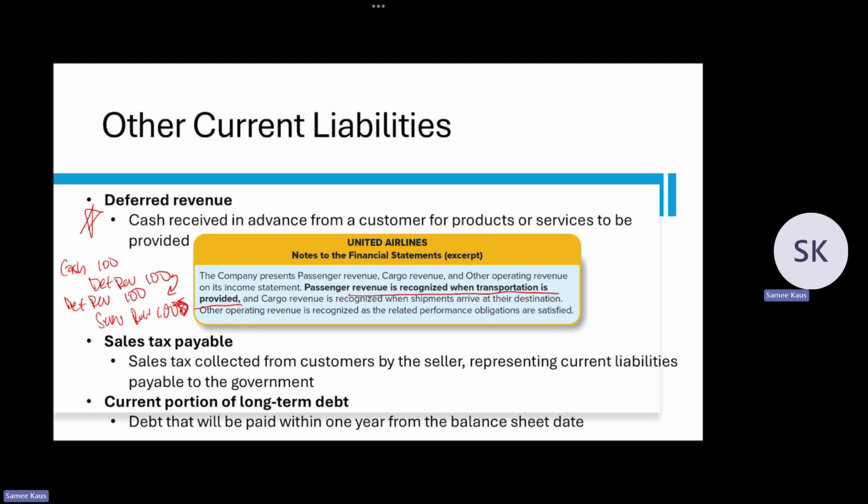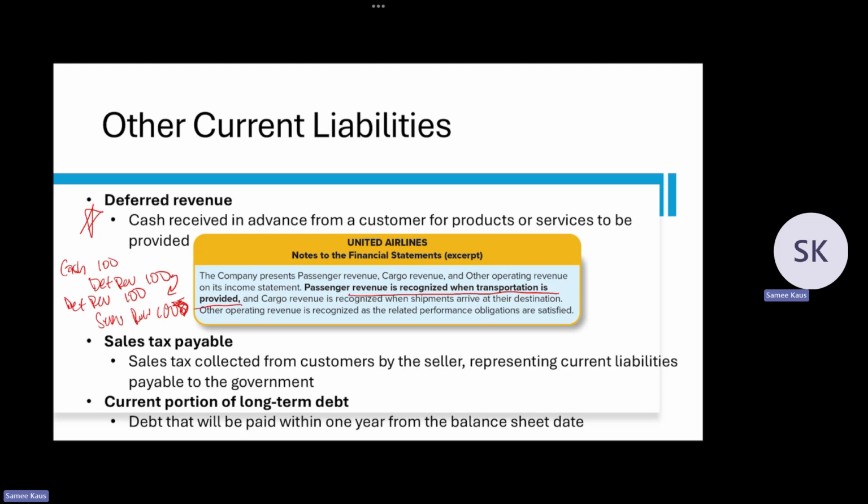Sales tax payable. Now, this is an interesting one because companies do collect sales tax on behalf of the government. So if you think about going to Walmart or whatever it is in Lincoln, Nebraska here, you buy a $100 product. Well, when you go to the cash register, do you pay exactly $100? Well, no, you're probably going to pay about $107 because we have a 7% sales tax in the state of Nebraska.